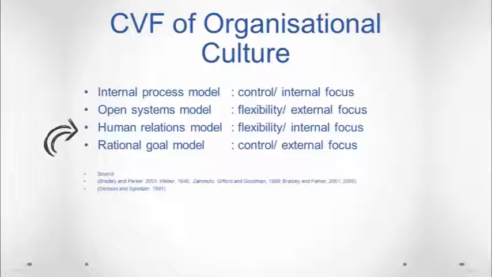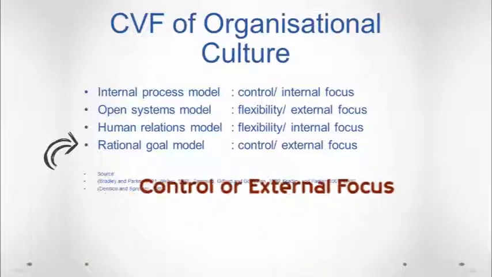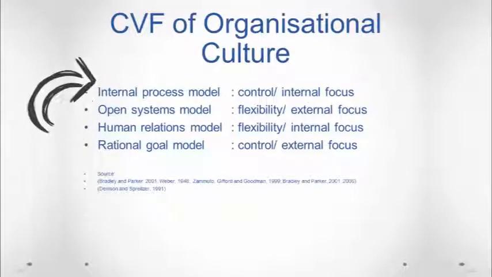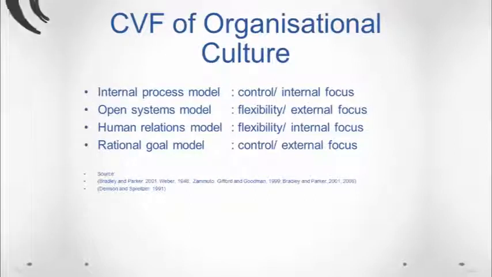Now, coming to the last one, which is the rational goal model. It involves a control or external focus in which planning and goal setting are utilized to achieve productivity and efficiency. This model of organizational culture is referred to as a rational culture because of its emphasis on outcomes and goal fulfillment. Organizations of this type are production oriented, and managers organize employees in the pursuit of designated goals and objectives. And rewards are linked to outcomes.